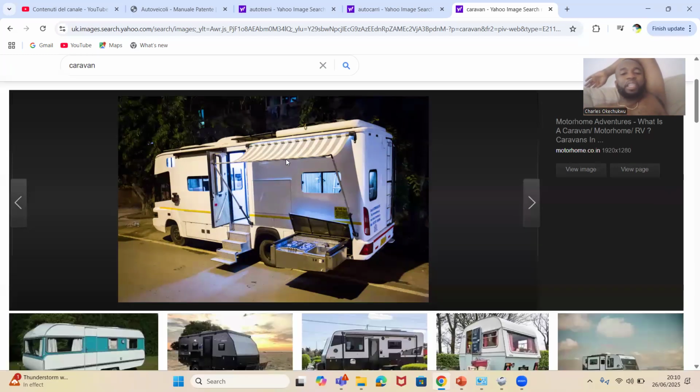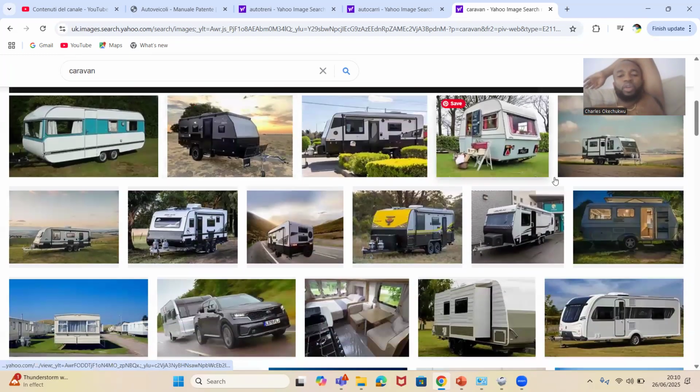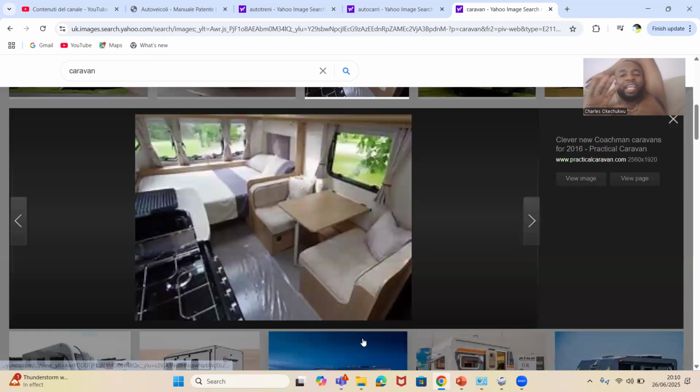For example, you are sleeping there, you are using it as a shop, you are using it as your parlor. It is called a caravan. Are you guys following me now? A caravan is a caravan when the vehicle is not moving. The vehicle is parked. Simple. It is called a caravan.